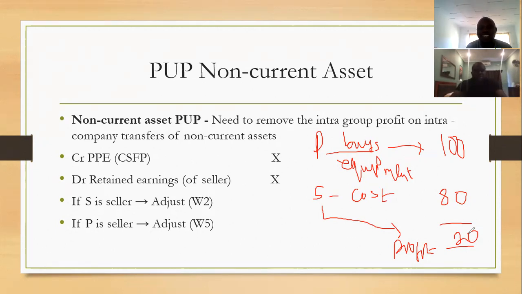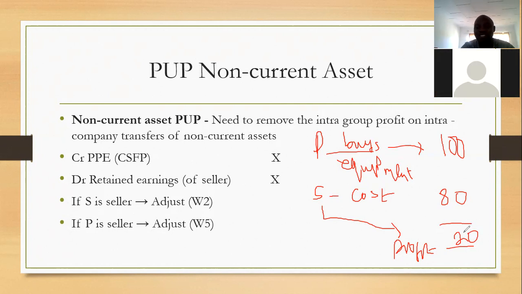We know automatically that this 20 in the books of the subsidiary has been regarded as profits, but as a group, it is PUP. It is provision for unrealized profit, which then we need to remove from our group financials.